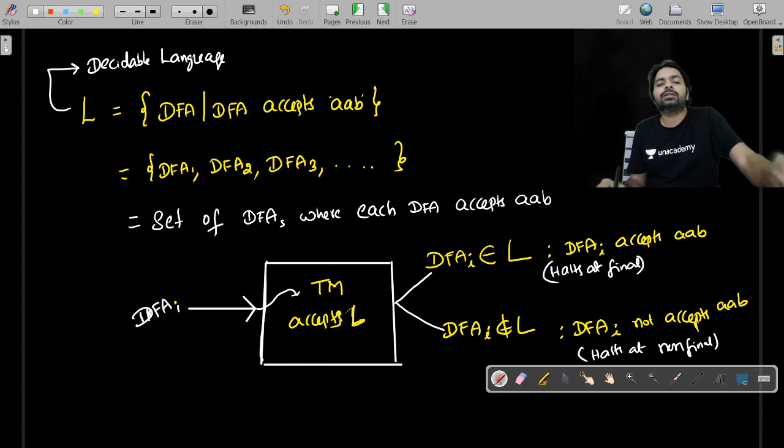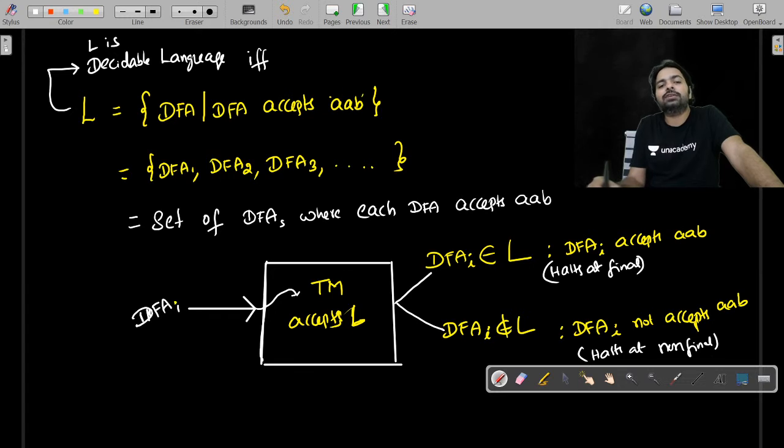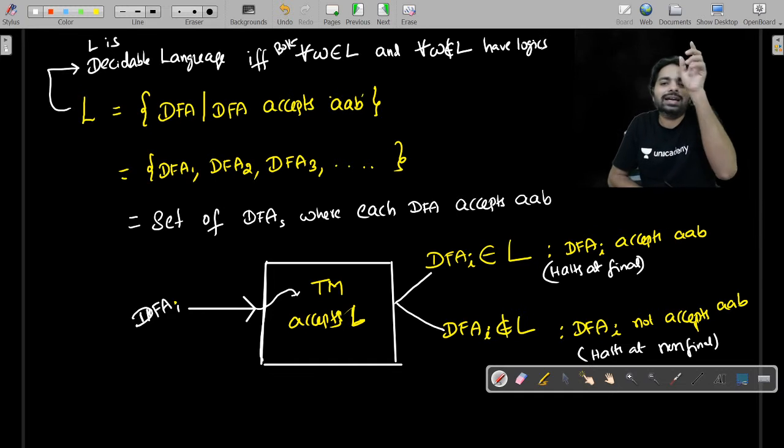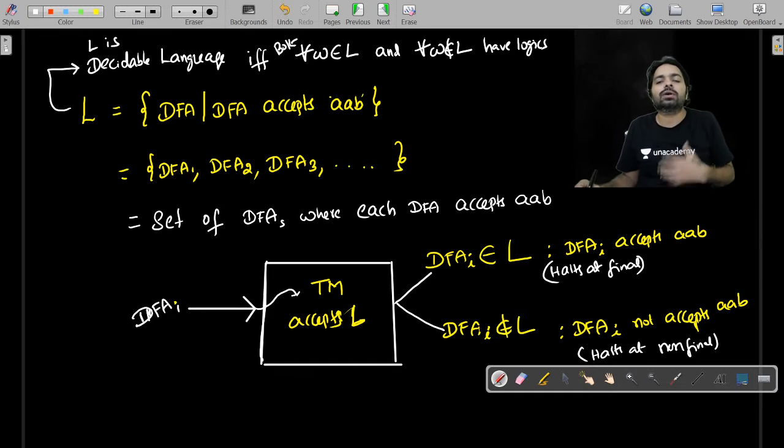What is a decidable language here? L is a decidable language if and only if for all W belonging to L and for all W not in L, both have logics. Means we will halt whether the string is valid or invalid. Here W is your machine. This is your W, guys.